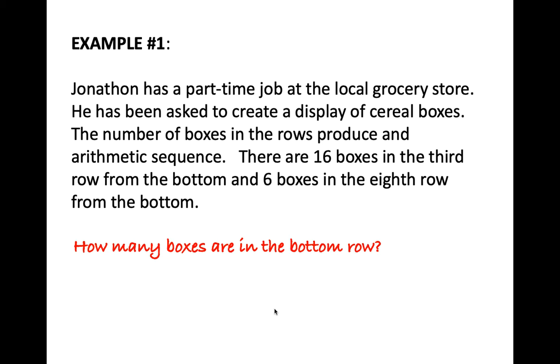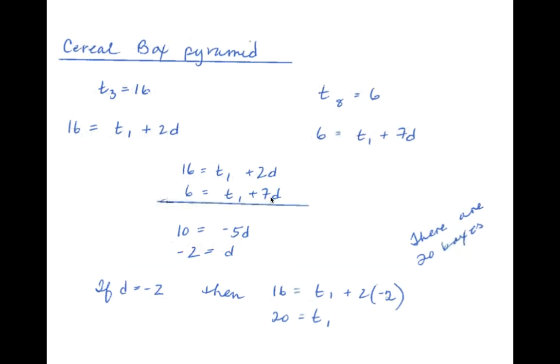So if we were to translate this, we've got a sequence going on. They tell us it's arithmetic. So we know that the third term is 16, and that the 8th term is 6. And so if we use that mathematically, we would say, okay, the third term, 16 equals the first term plus 2 constants. The 8th term, 6, equals the first term plus 7 constants.